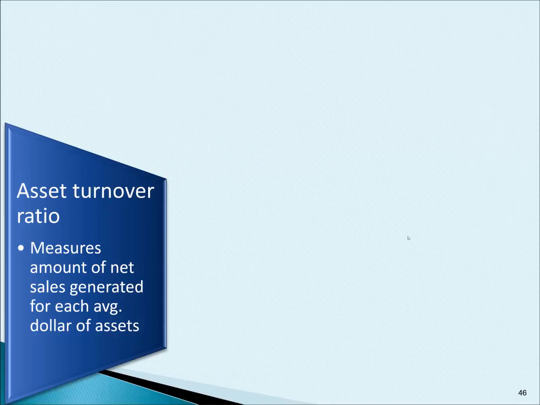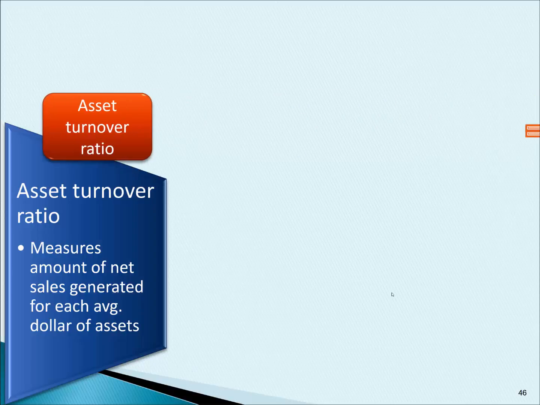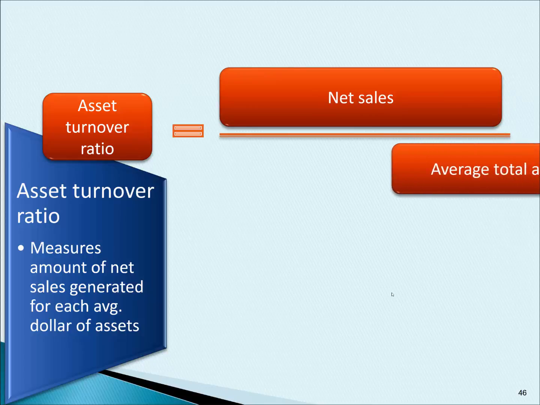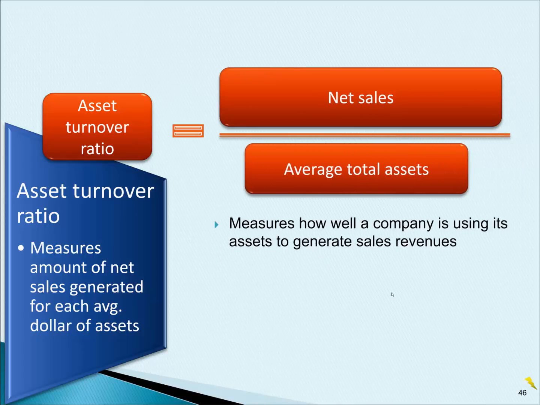Now let's talk about the asset turnover ratio. This measures the amount of net sales generated for each average dollar of assets. So again, we're going to have assets on the bottom, but now we're trying to measure sales, so sales is on top. So it's going to be net sales divided by average total assets. So it's going to measure how well a company is using its assets to generate sales revenue.